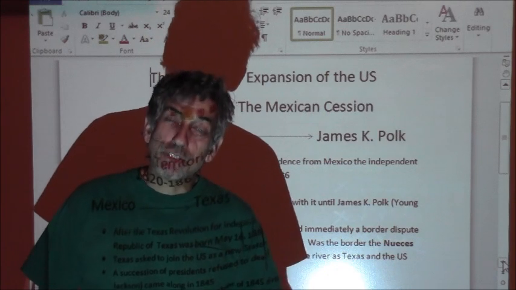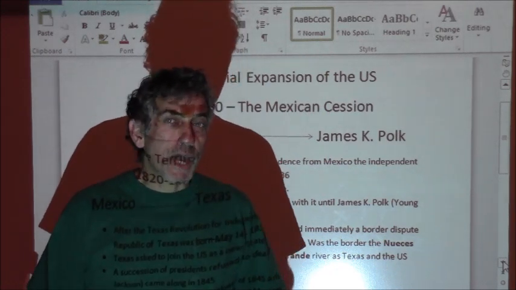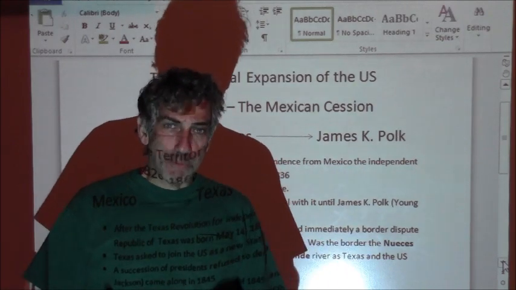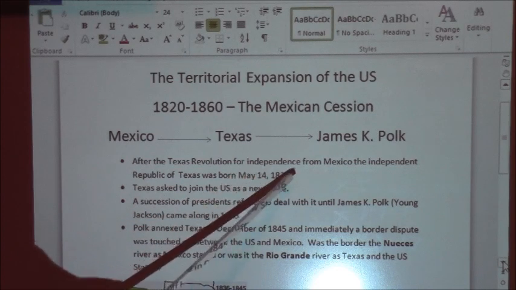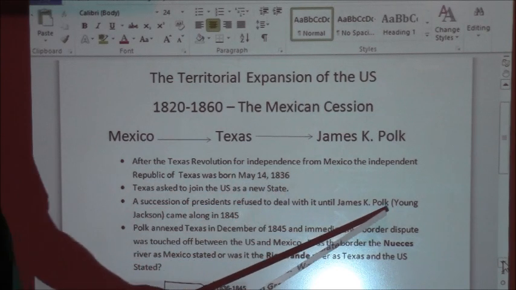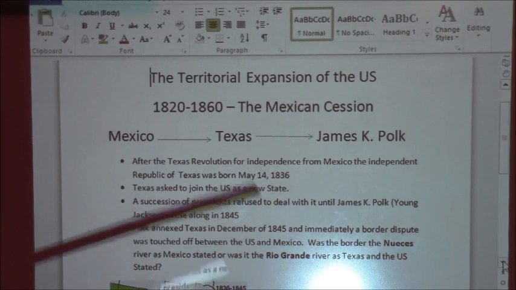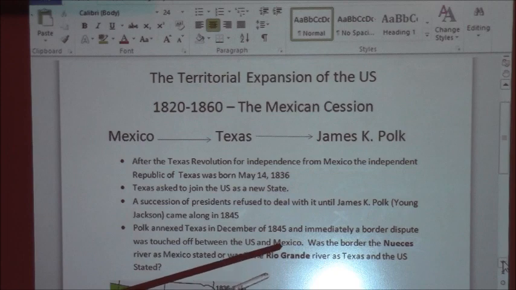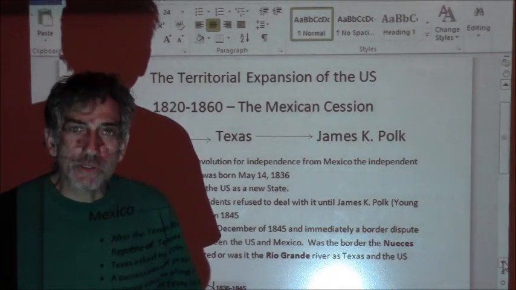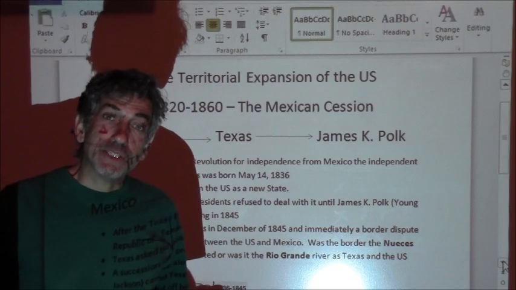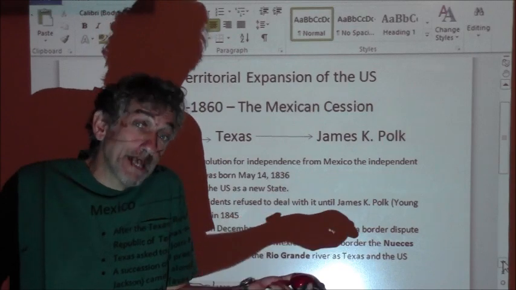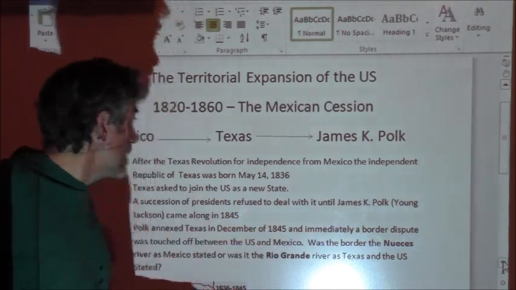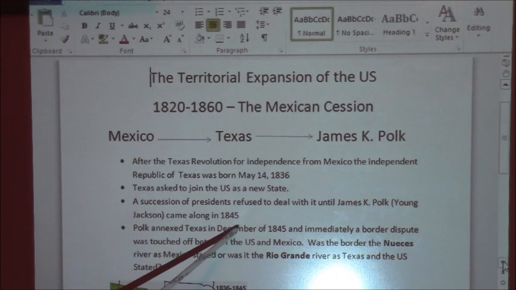And it isn't until James K. Polk comes along, and they call James K. Polk Little Jackson. And he says, of course we're going to annex Texas. It belongs. It's part of the United States. So what happens is, Texas asked to join the U.S. as a new state starting in 1836. A succession of presidents refused to deal with it until James K. Polk came along. Polk annexed Texas in December of 1845. Right around the same time, you have John L. Sullivan screaming, manifest destiny. So now it's going to manifest our destiny. We're going to take over the continent because God said so. And once God says so, of course, everything's okay in the United States.